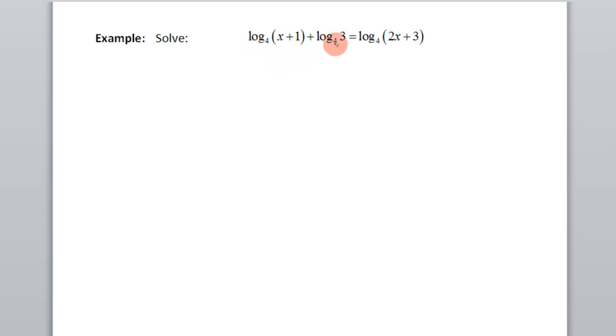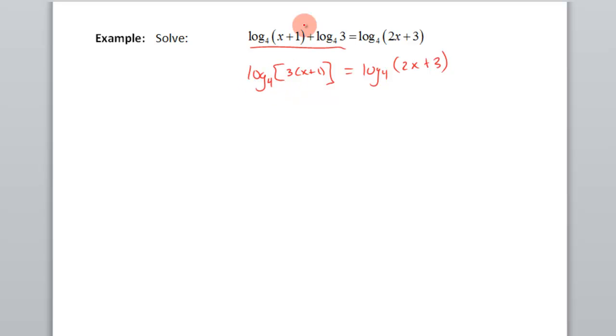So since we have the same bases, 4, I can rewrite this portion as log base 4 of 3 times x plus 1 like this. See? The product of these two values equals the log base 4 of 2x plus 3. Now there's options here. My options are that I could get the logs on both sides and use another property. But just look at this for a moment.